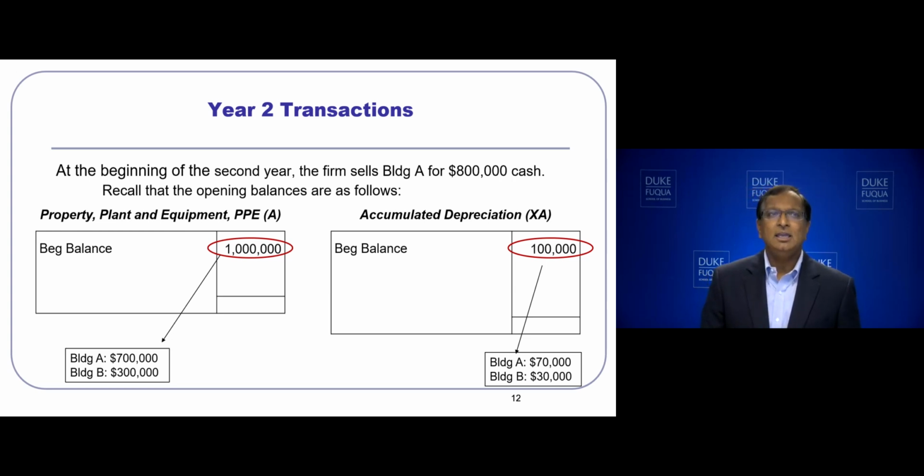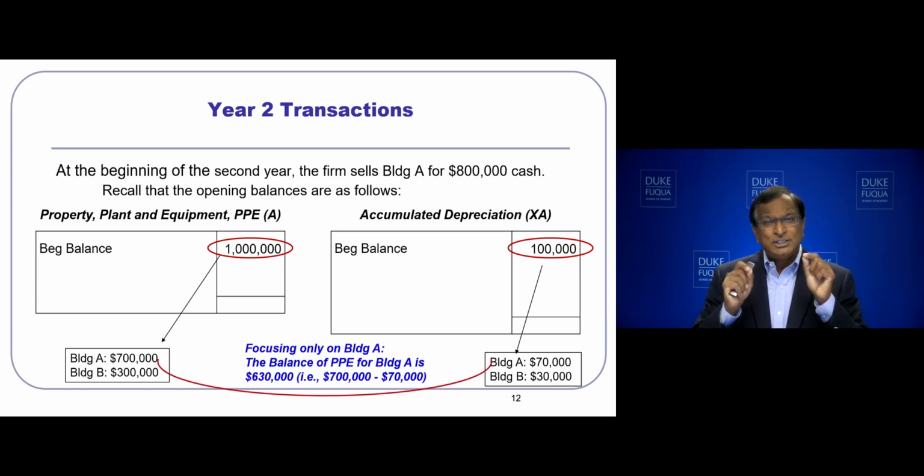So for PPE, we know that the beginning balance is $1 million, which is representing the buildings A and B worth $700,000 and $300,000, which is the purchase price of the buildings. On the contra asset accumulated depreciation, there's a beginning balance of $100,000, representing amounts for building A of $70,000 and for building B $30,000. Now let's focus only on building A because that's what has been sold. The balance of PPE for building A is $630,000. That is 700,000 minus 70,000. Let's keep that in mind as we move forward.